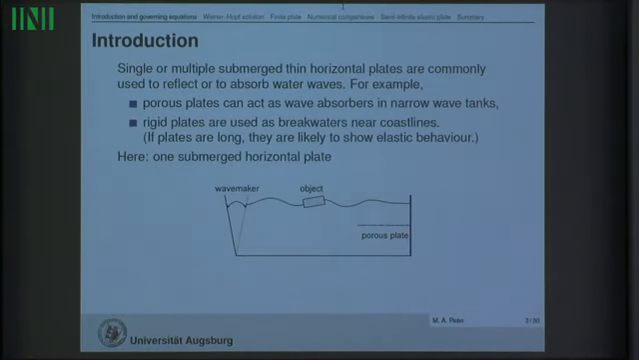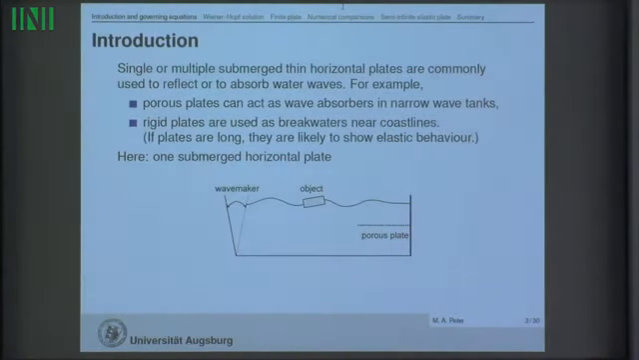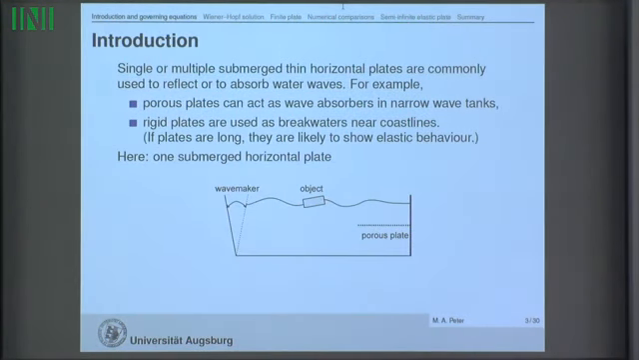So this is the flume from the side. Now my object here is floating, but it doesn't really make a big difference. On the one end I have a wave maker, and one option, there are different ways, is to install a porous plate here. Either one or a few, you can have them sloping to look a bit more like a beach. But that's sort of the idea.